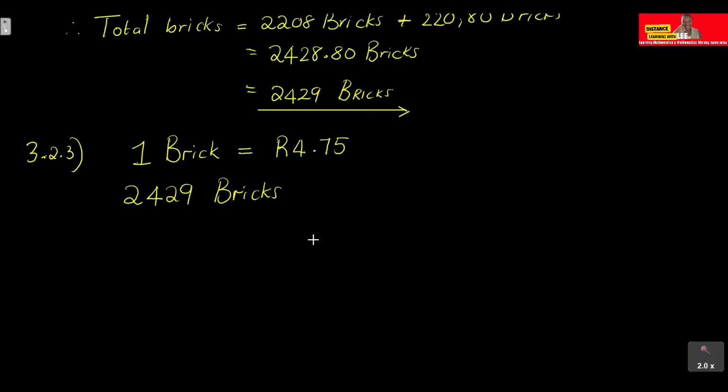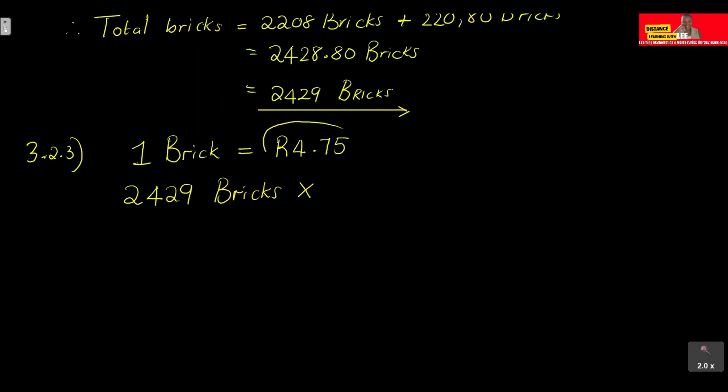I was also explaining exchange rates to my niece, and she was struggling with exchange rates until I introduced her to this method, and she's doing so well with her exchange rates. So always think, what do you want? What do you have? You multiply by what you want, you divide by what you have. So in this case, we already have the amount of bricks that we want. We want 2,429 bricks.